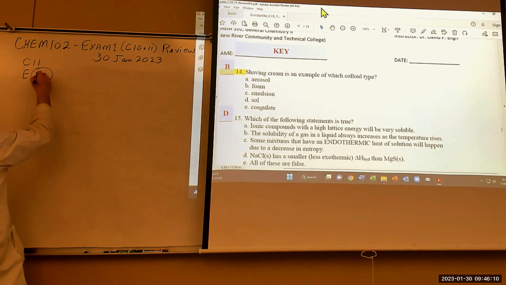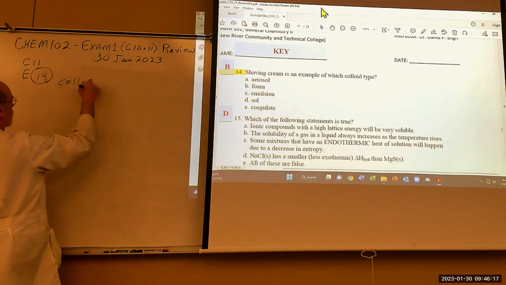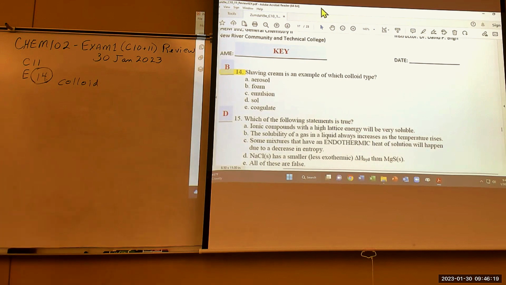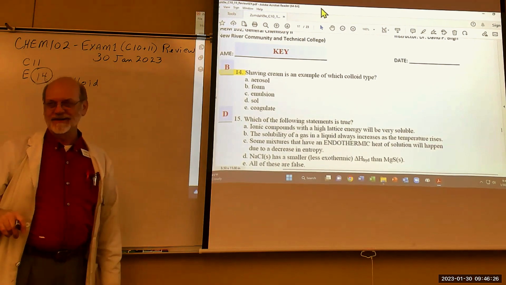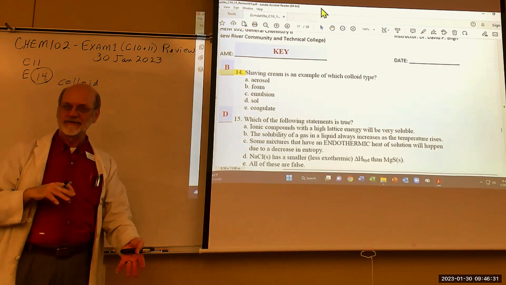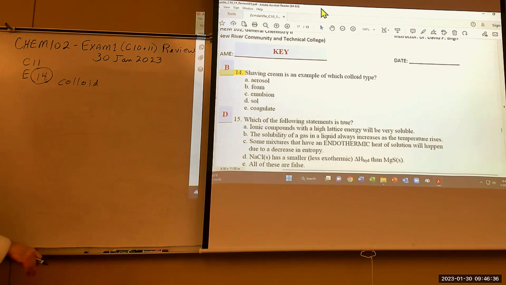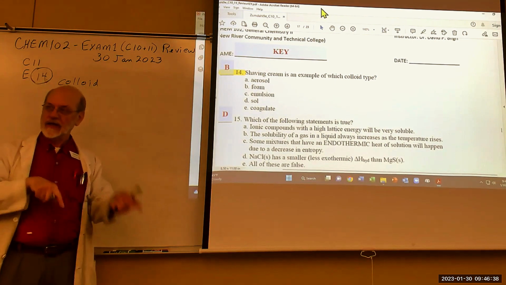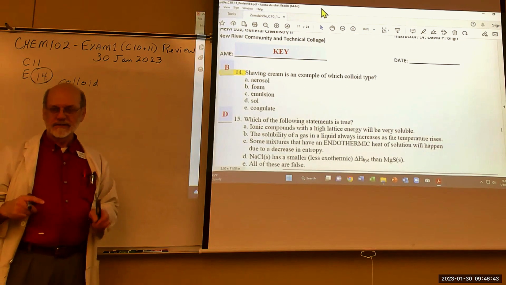Let's see. 14. Shaving cream is an example of which kind of colloid? What do you think? It's a foam, right? It's a gas in a liquid. Shaving cream is a foam. What's an emulsion? A liquid in a liquid. What's a solid foam? Gas in a solid.